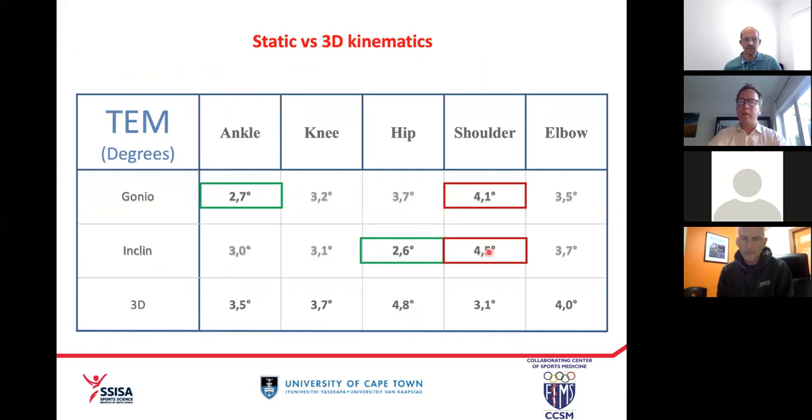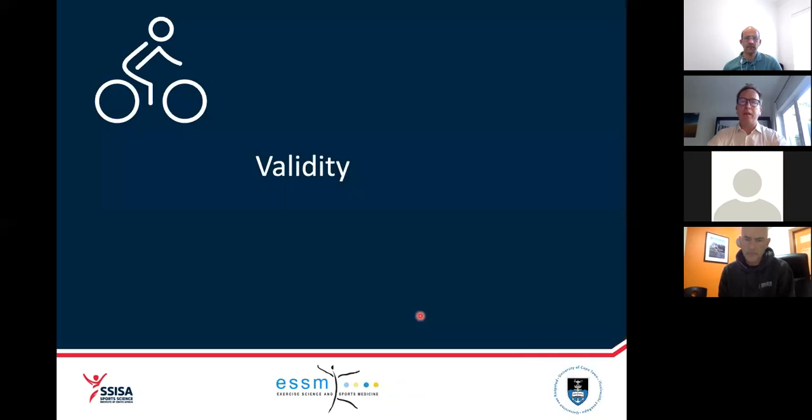And they vary depending on the joint. And for 3D kinematics, a minimum of 3.1 and a maximum of 4.8. So not actually a lower typical error of measurement for 3D kinematics compared to a goniometer and an inclinometer. In fact, slightly higher, but all within a very similar range. And in fact, this is a very low typical error of measurement for any instrument where we're measuring kinematics. And so each of these three tools is equally accurate and reliable. The question then is, are they valid?